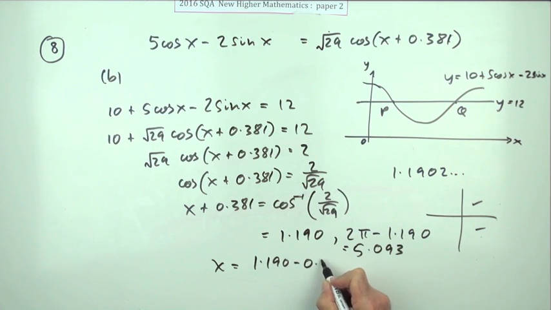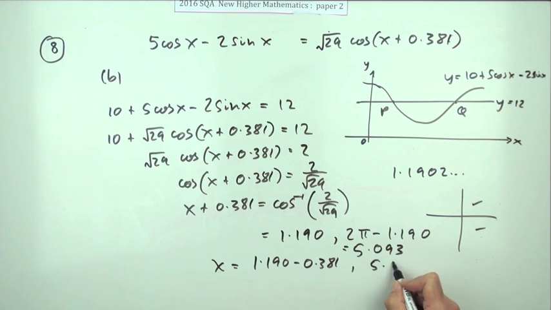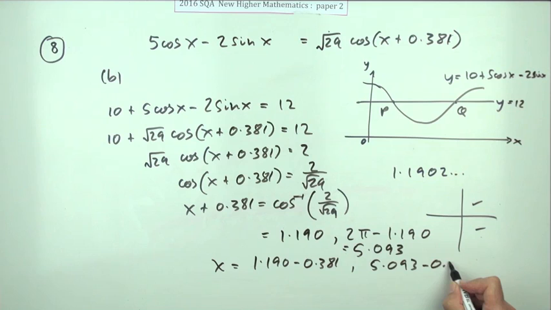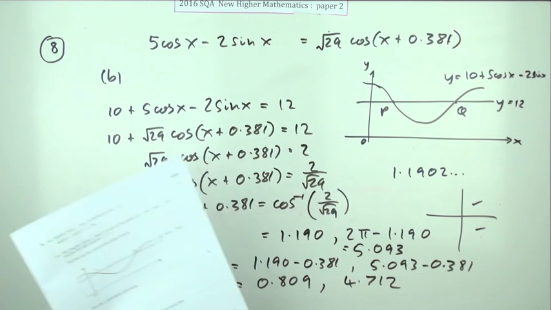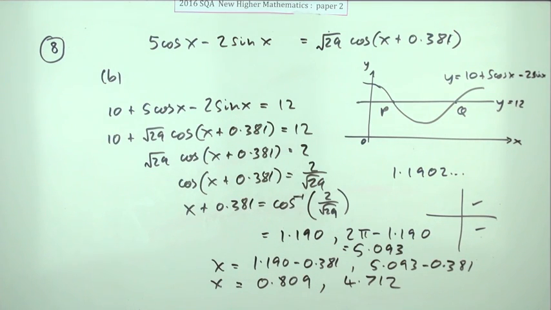Now the final step is to take that across and subtract it, but maybe I'll just show that. 1.190 minus 0.381, the other one is 5.093 minus 0.381. So this one gives you 0.809, and this one gives you 4.712. Then the final part, it does say find the x coordinates of P and Q. So I'd have to specify which is which, even though they're written there, so I'll write it down this way. X of P is 0.809 and X of Q is 4.712.